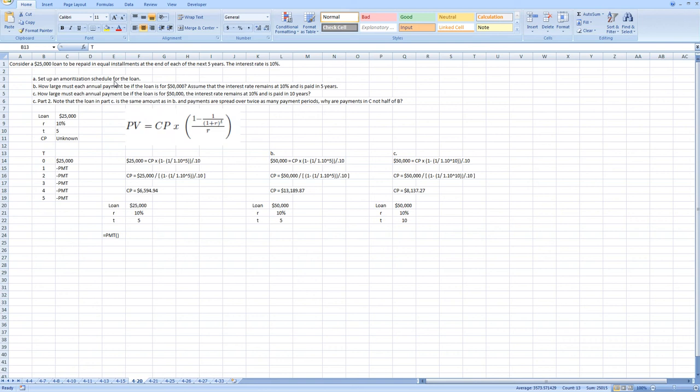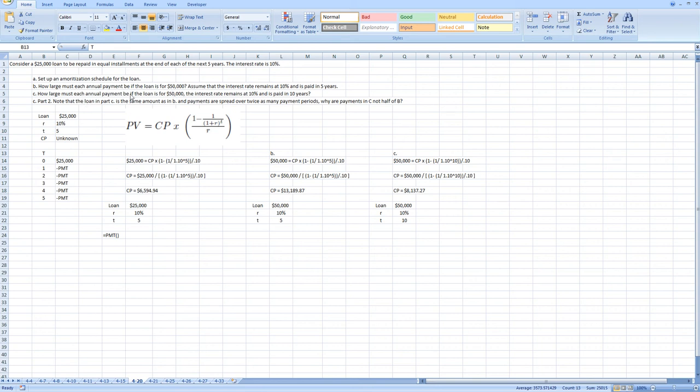So we need to set up an amortization schedule for a loan. And then we're going to see how large must each annual payment be if the loan is $50,000. So we can set this up in Excel starting at 25, and we'll just change it to 50, which is kind of nice if we do it in Excel. Assume that the interest rate remains at 10%. So if we keep these key inputs, it'll be pretty easy going forward. And it's paid in 5 years. So it's like our first one, except we're going from 25,000 to 50,000. So not much of a difference.